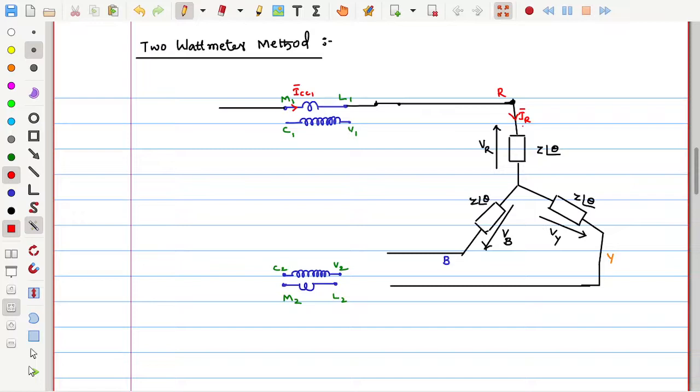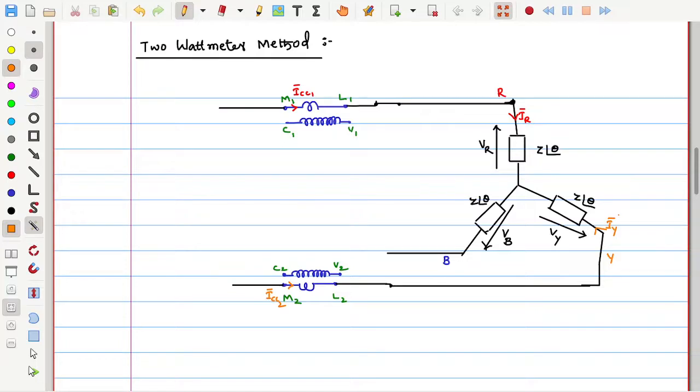Next, similarly, you connect the second wattmeter in any of the left out two phases. It's your wish, no issue. So now let me choose the Y phase, and I will connect the second wattmeter current coil in series with the Y phase, whose current coil current ICC2 is equal to IY.